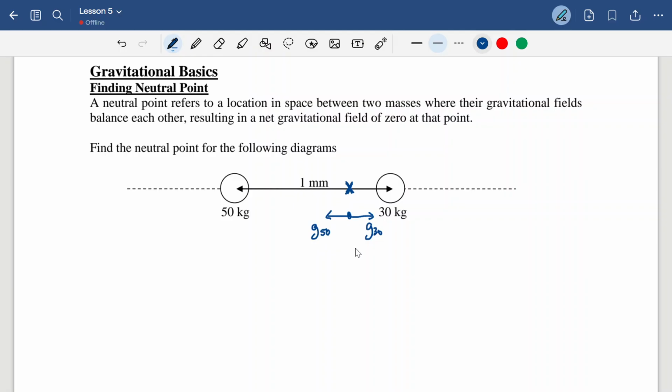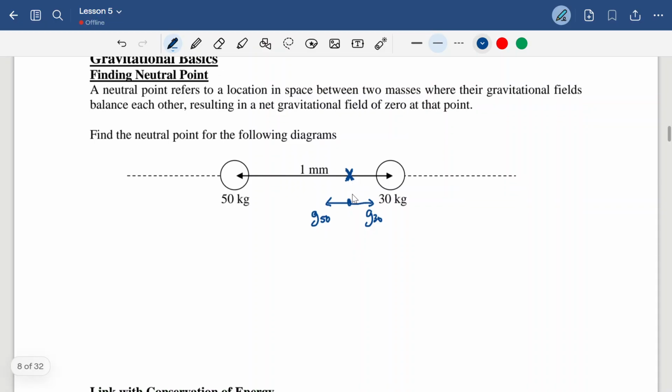Because gravitation is attractive, which tells you that because they're in opposite directions, at this point the net field is 0. So these two must be equal in magnitude and opposite in direction, such that they cancel each other out. Now, for the gravitational field and force formula, the R is always the distance from the center, so center to center.